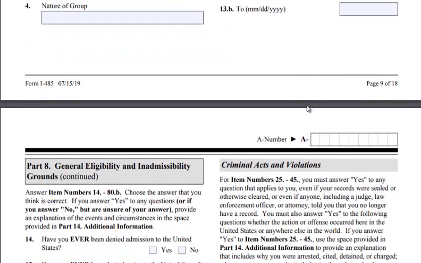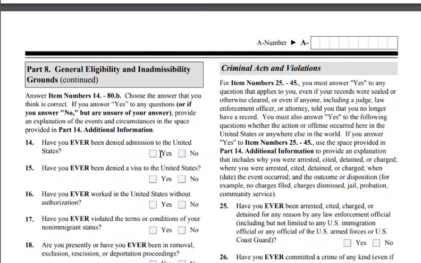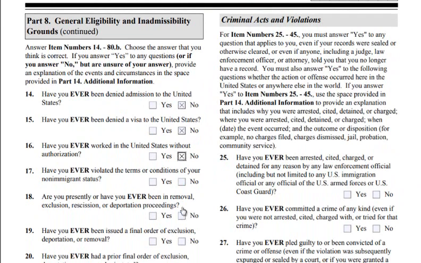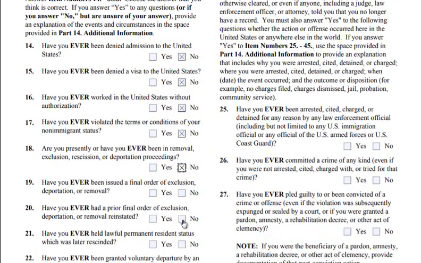Part A. If this question belongs to you: Have you ever been denied admission to the United States? Yes or no. Have you ever been denied a visa to the United States? Yes or no. Have you ever worked in the United States without authorization? Yes or no. Have you ever violated the terms or conditions of your nonimmigrant status? Yes or no. Are you presently or have you ever been in removal, exclusion, rescission, or deportation proceedings? Yes or no. Have you ever been issued a final order of exclusion, deportation, or removal? Yes or no.